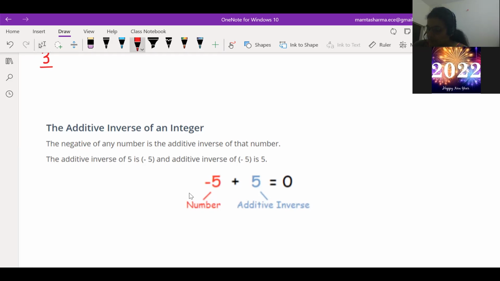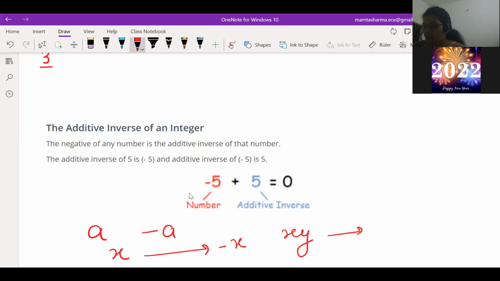If my number is a, what will be the additive inverse of this number? Minus a. If my number is x, what will be the additive inverse? Minus x. Basically, you multiply by minus 1. If it is xy, then its additive inverse will be minus xy.